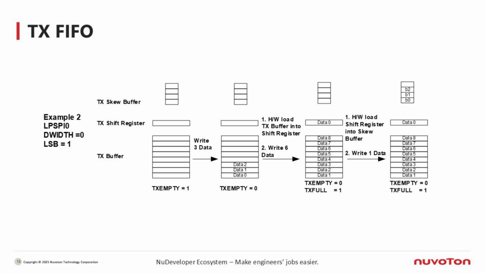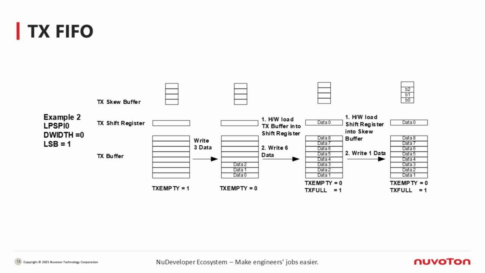While the hardware is busy sending, the software writes 6 more pieces of data, data 3 through data 8, into the TX buffer. Because the FIFO has limited space, it eventually becomes full, and TX full equals 1, which means you can't write any more data.